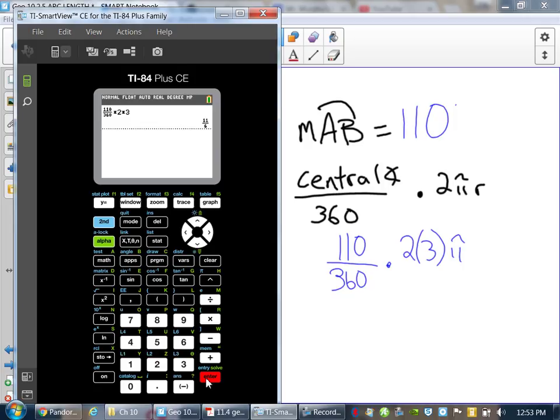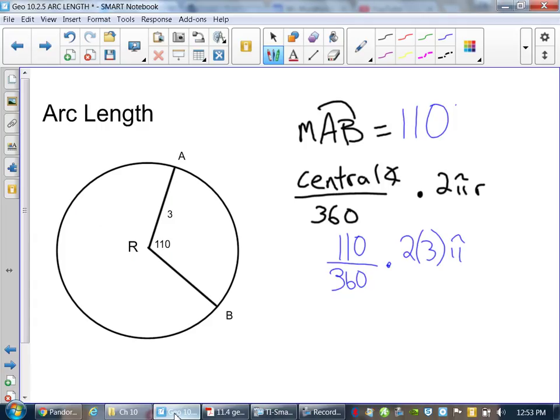11 over 6. What do I need to do to that to keep it in terms of pi? Put a pi next to it. That's it. You want 11 pies, not 6 pies, obviously. Correct. 11 pies are more delicious than 6 pies. Depends on what kind of pie it is. That's true too.